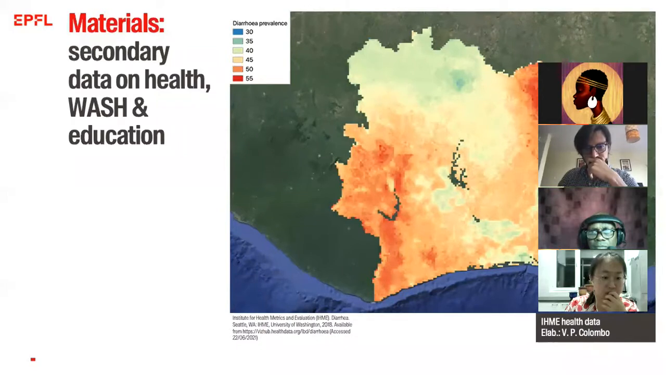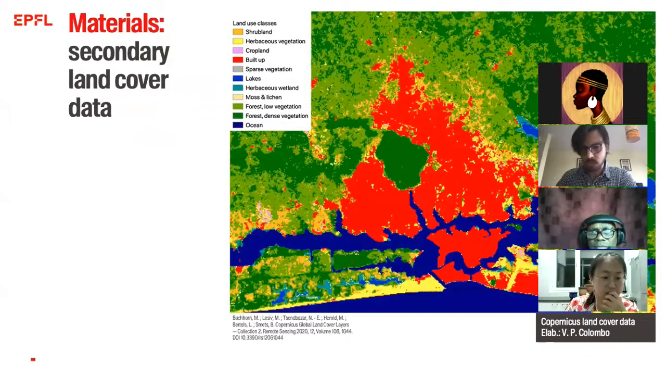What you're seeing now on the slide is a map showing the spatial distribution of the prevalence of diarrhea according to the Institute, and it is precisely the prevalence of diarrhea that is the outcome of interest in the study. The settlement data consists of 3 layers.